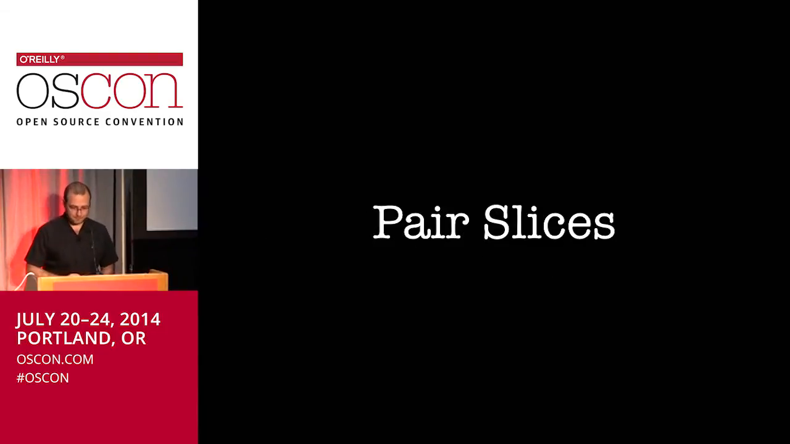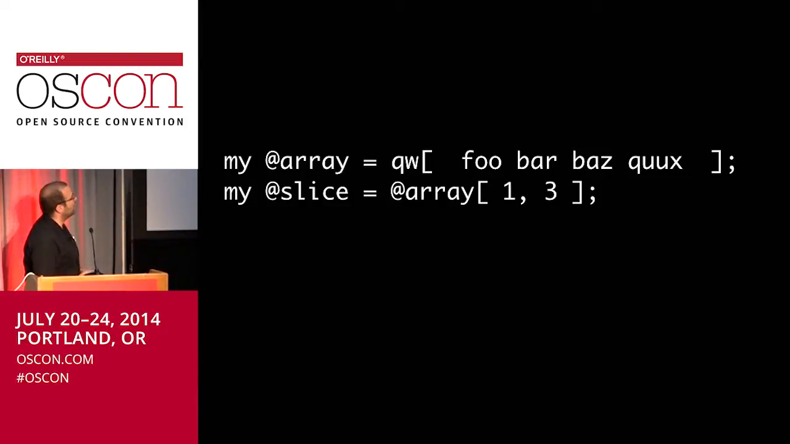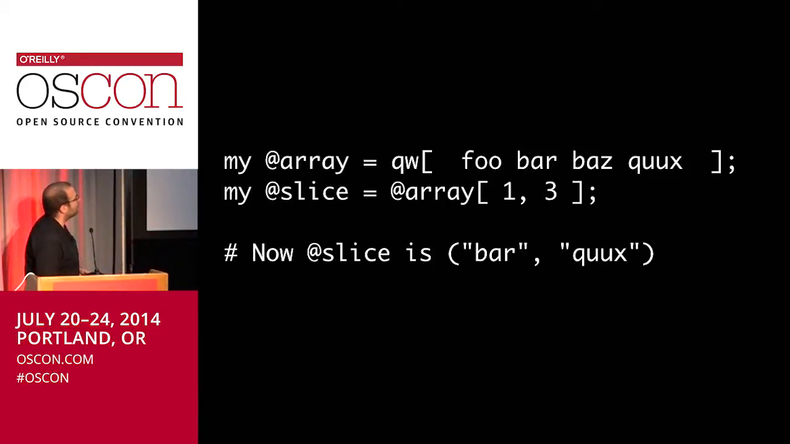Pair slicing. I like pair slices. Here's what they are. Since the beginning, Perl 5 has had arrays, and you could get a slice of an array, something like this. And what that means is that you want to get the values at index 1 and 3 as a list. So what you end up with in slice is that. Hopefully, everyone here, who has used slices? A lot of people, right? Because they're great. Slices are great.